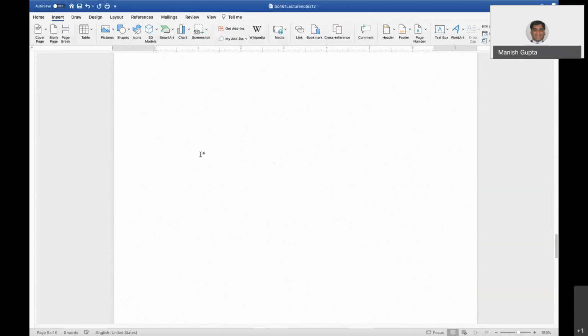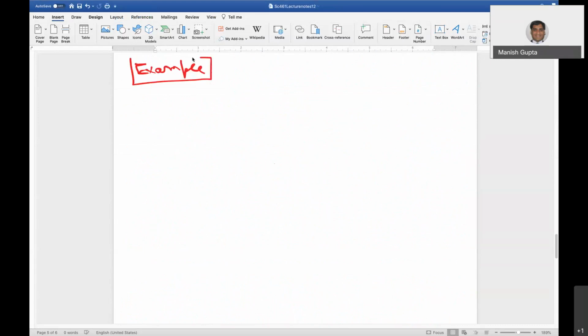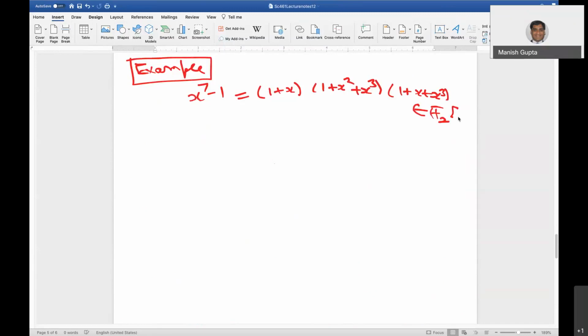Okay, let us take an example here. So x raised to power 7 minus 1 can be factored as 1 plus x, 1 plus x square plus x cube, and 1 plus x cube. I will show you how to factor this, but this is the factor right now. You can actually multiply and see this is the factor. You can multiply this factor, you will get the answer x plus 7 marks. So this will give us two binary 7-3 cyclic codes. So how do we see this?